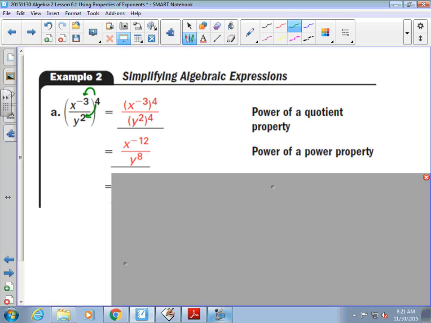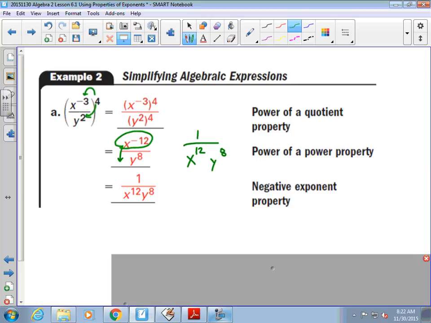That is not acceptable. The way you change that is whatever is being raised to a negative value rides the elevator. This is the only thing being raised to a negative, so it has to ride the elevator. So there's nothing left on the top. You can't represent nothing with 0 because the whole thing will be 0. So we'll represent it with 1 at the top, over x, now to the positive 12 since it rode the elevator. Y didn't move at all. It stays right where it is. Y to the 8th. So 1 over x to the 12th, y to the 8th.